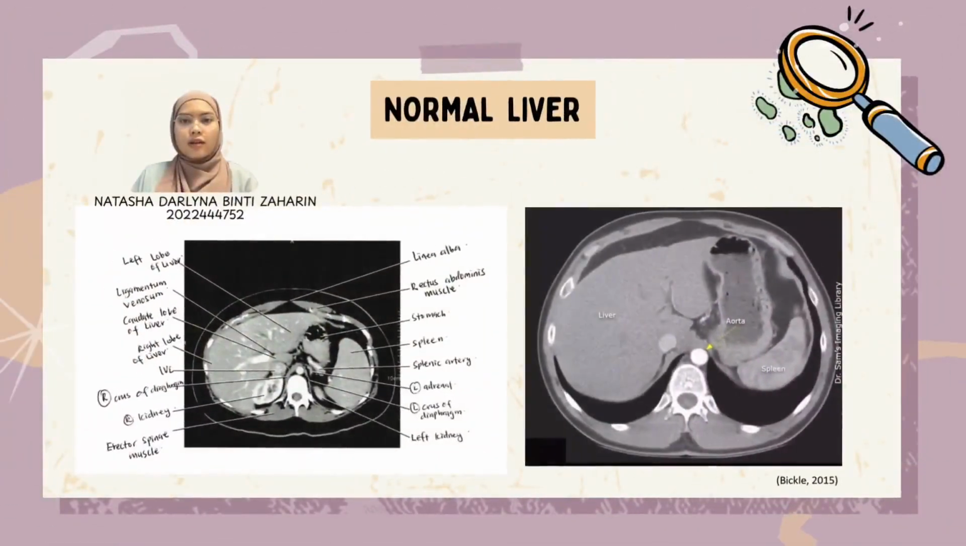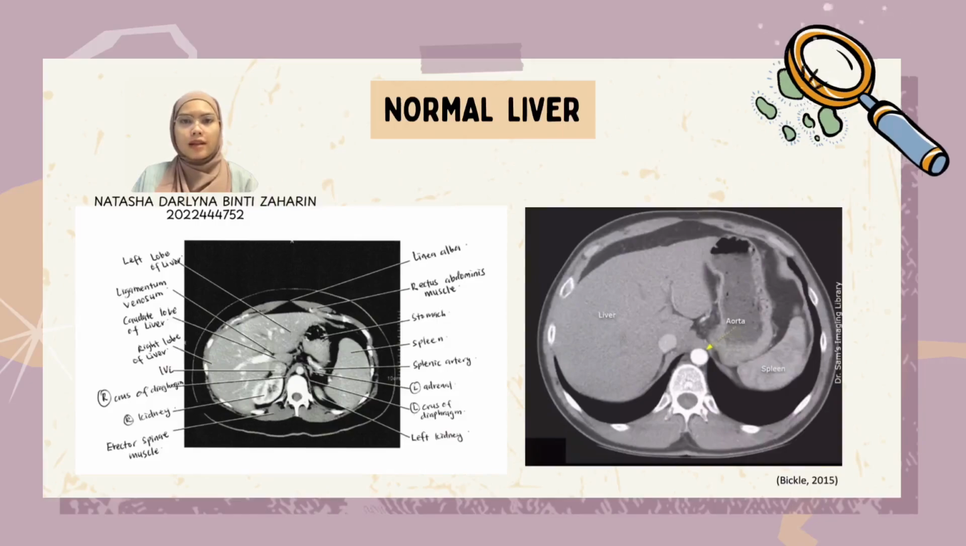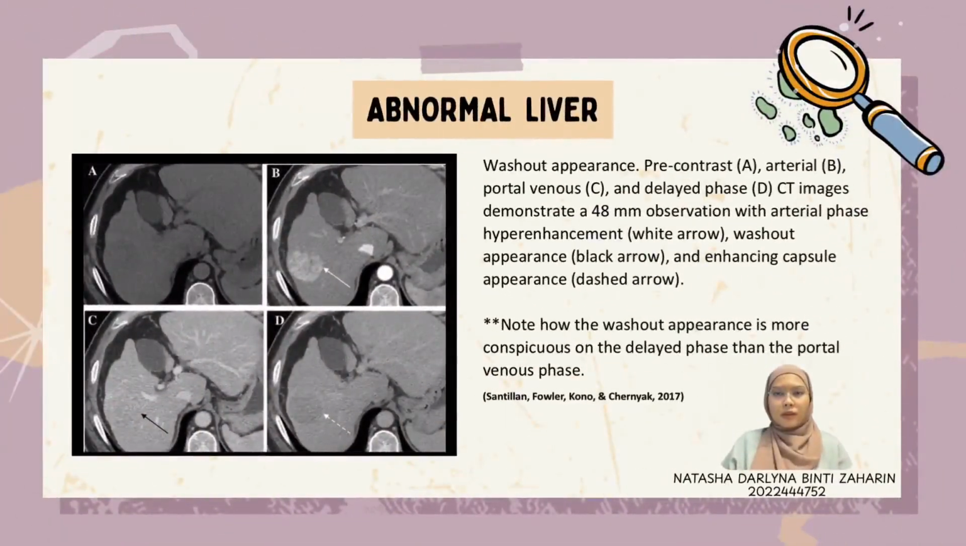Thank you. As you can see, this is a normal axial CT image of the liver. The liver has homogeneous density. The hepatic vessels, like the portal vein and hepatic vein, are clearly seen, and no focal lesion is present. This abnormal liver shows the hallmark features of HCC.